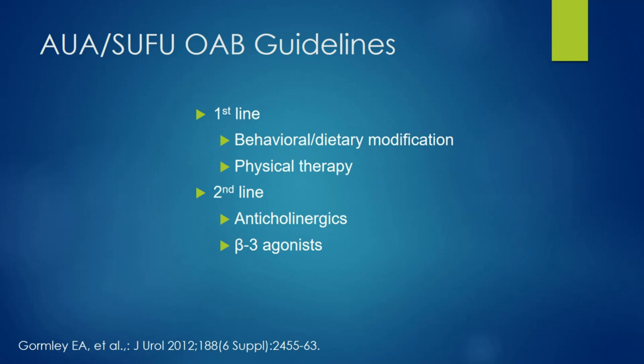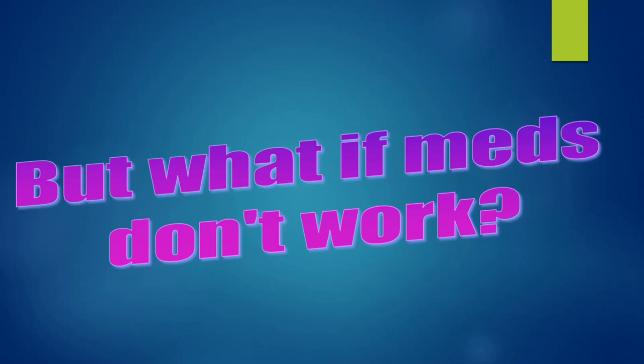AUA and SUFU guidelines for first and second line therapy include first line therapies, behavioral and dietary modification, and physical therapy. A lot of times our residents forget that physical therapy is there, and then pharmacotherapy is considered second-line therapy, so anticholinergics or antimuscarinics and beta-3 agonists. What happens when meds don't work? And we know from the literature that up to 80% of people are no longer on medications by the time we get to the one-year mark, and that can be for a variety of reasons. It can be lack of efficacy, it can be cost, it can be side effects.